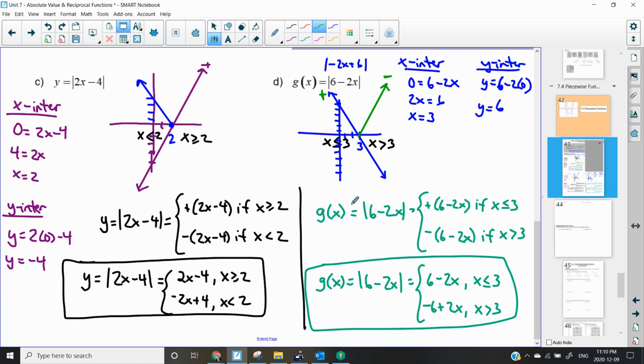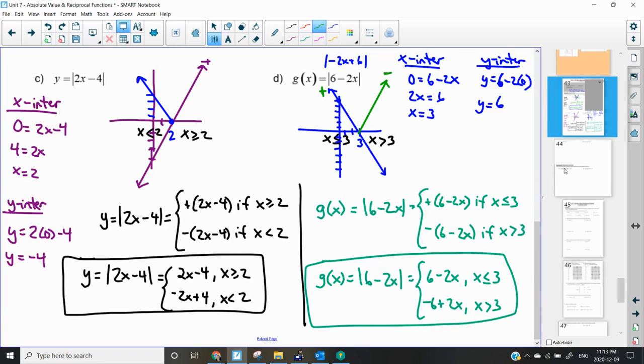So we set up our function here again. The positive part of the function is represented by 6 minus 2x, and that happens if x is less than or equal to 3. And then our negative part of the function happens if x is greater than 3. So again, simplifying by multiplying that negative through, we're going to have 6 minus 2x such that x is less than or equal to 3, and then negative 6 plus 2x such that x is greater than 3.